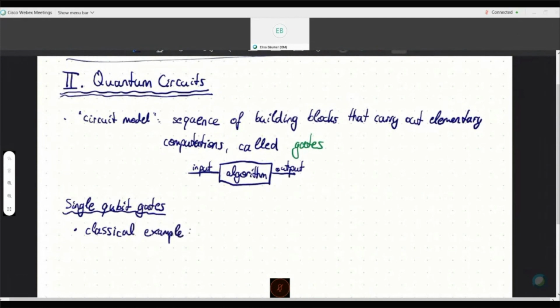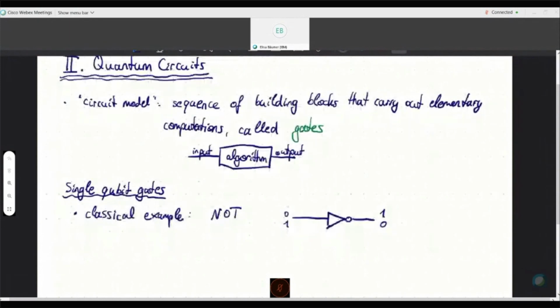A classical example of a gate on one bit would be the NOT gate. I have as input state either 0 or 1. Then I have my wire. I have a symbol which reflects the NOT gate, and then the output is 1 or 0. So the NOT gate just flips the bit. If I input 0, I will get 1. If I input 1, I will get 0.